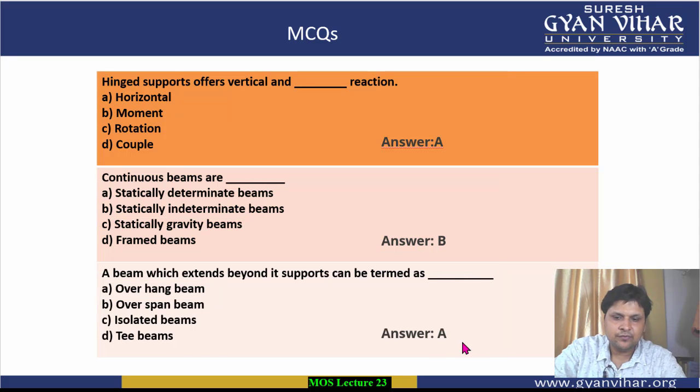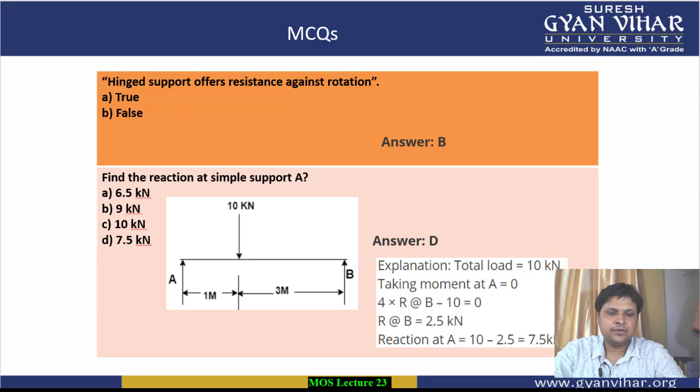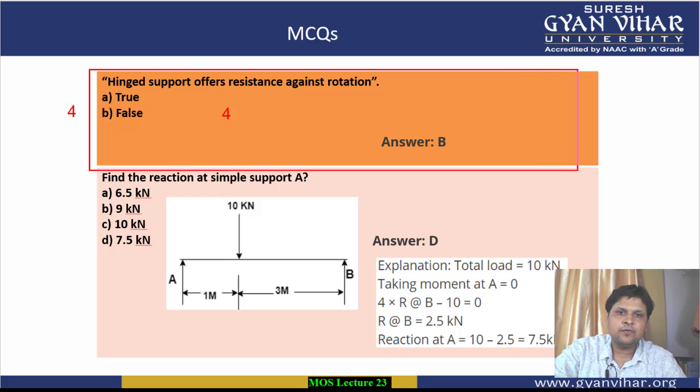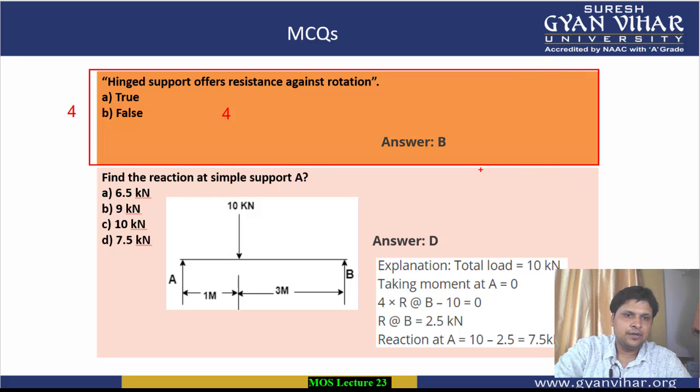Coming to MCQ number 4, students. What is the question saying in MCQ number 4? The question is saying to you that hinge support offers resistance against rotation, whether it is correct or wrong. So we all know that hinge support does not provide any resistance against rotation. Therefore, we can say this statement is wrong. That is false. B is the correct option.